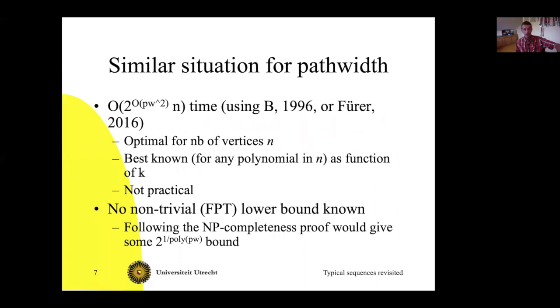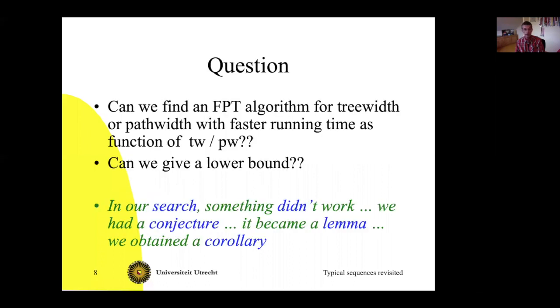So, and it's still the best. Also here, again, it's the best known, and we don't have a good lower bound as well. So the question is, can we either find an FPT algorithm for Treewidth or Pathwidth whose running time is faster as a function of Treewidth or Pathwidth, or can we give a lower bound?